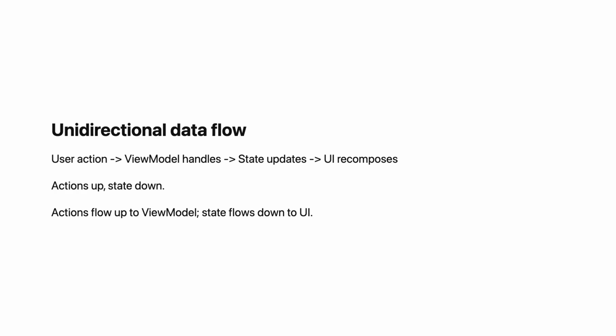ViewModel receives user actions and updates state. User clicks a button. Composable calls viewModel.onButtonClick. ViewModel handles the action. Fetches data, updates state, state changes. Flow emits. Composable recomposes with new state. This is unidirectional data flow. Actions go up. State flows down. Clear, predictable.